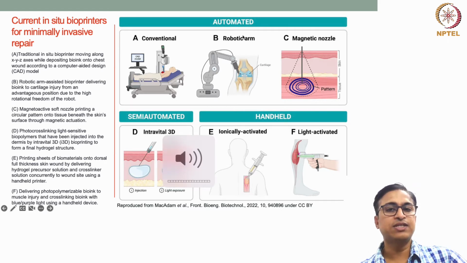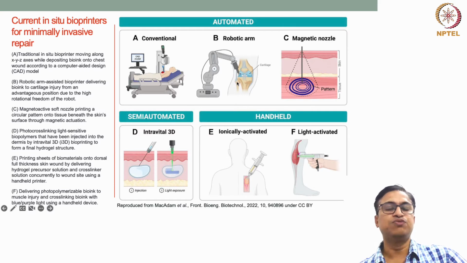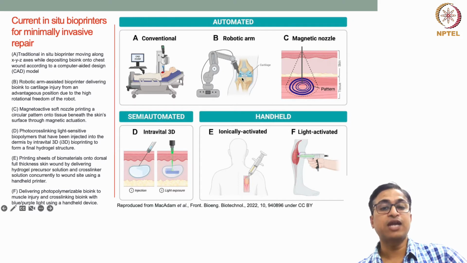Next, for bioprinting in some anatomical location that cannot be accessed from the outside without opening the wound, this is not possible with the conventional printer. For that kind of thing, robotic arm assisted bioprinters can be very helpful.